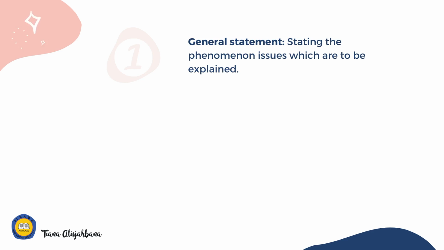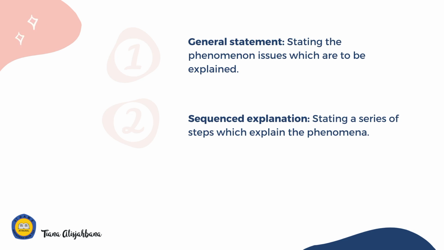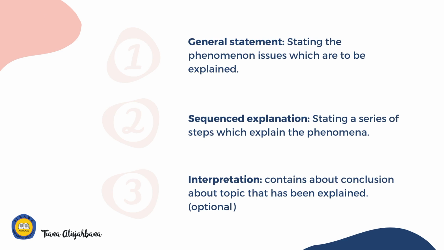To start off, we have the general statement, which states the phenomenon issues which are to be explained. Second, we have the sequence explanation, which states a series of steps which explain the phenomenon. And last but not least, we have the interpretation, which contains the conclusion about the topic that has been explained. But remember, this is optional.